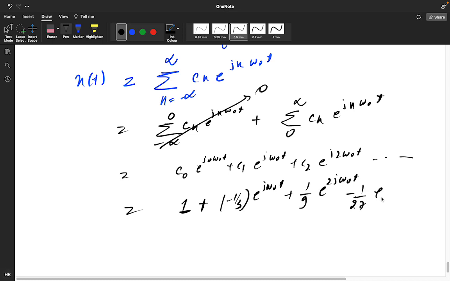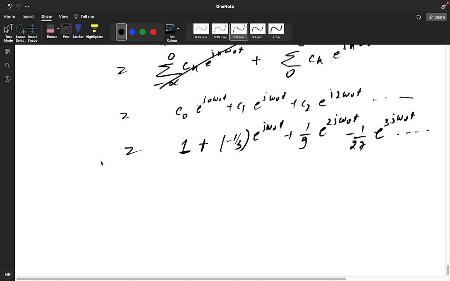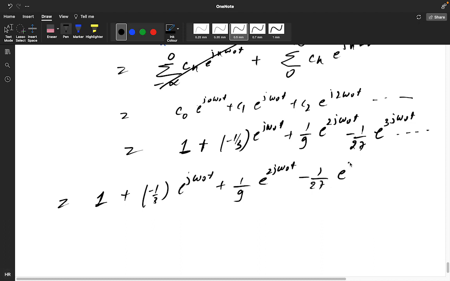This is the GATE question. e power 3j omega naught t. So it will go like this. And guys, I hope you remember the infinite series formula. 1 plus minus 1 by 3 e power j omega naught t, plus 1 by 9 e power 2j omega naught t, minus 1 by 27 e power 3j omega naught t plus dot dot dot. If you are solving aptitude, you know this, and if you are not solving it, then it's a problem, because aptitude is important for GATE and also for placement.